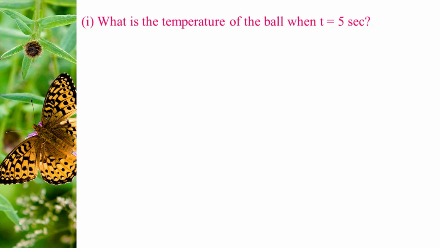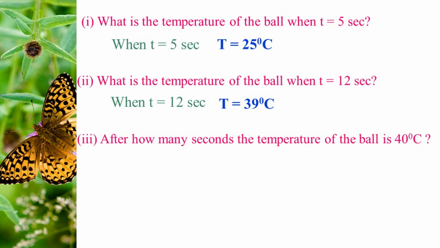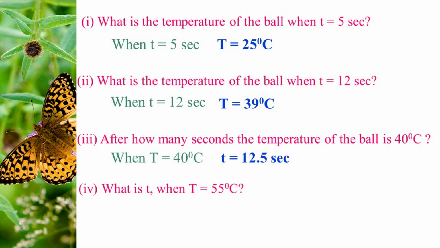Now we write the answers for the following questions. What is the temperature of the ball when t is equal to 5 seconds? The temperature is 25 degrees Celsius. What is the temperature of the ball when t is 12 seconds? The temperature is 39 degrees Celsius. After how many seconds is the temperature of the ball 40 degrees Celsius? The time is 12.5 seconds. What is t when temperature is 55 degrees Celsius? The time is 20 seconds.